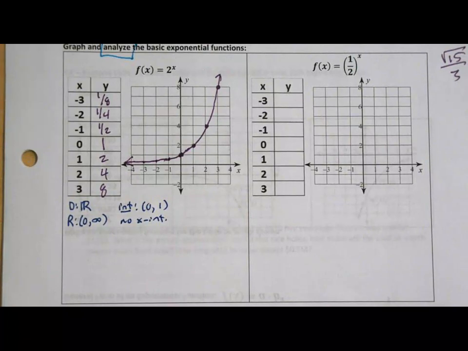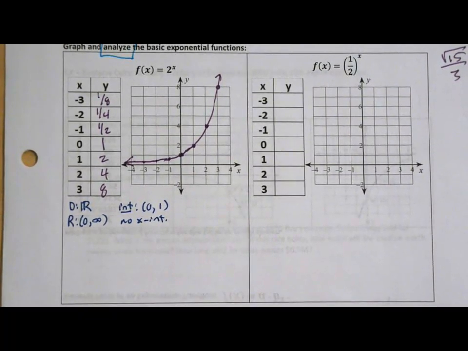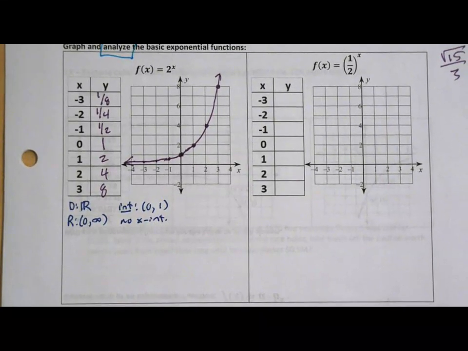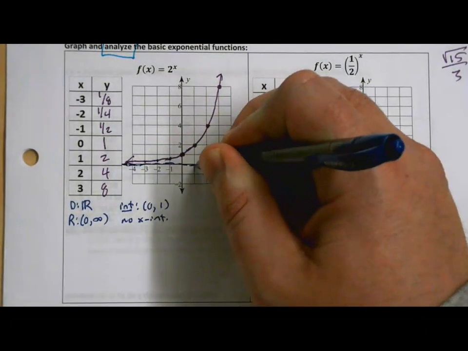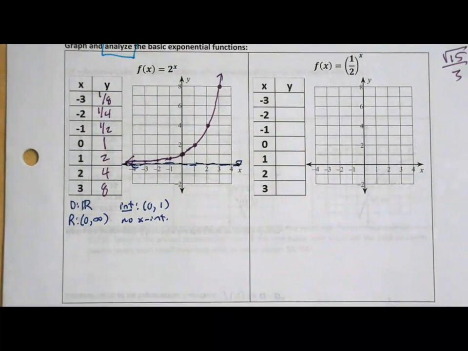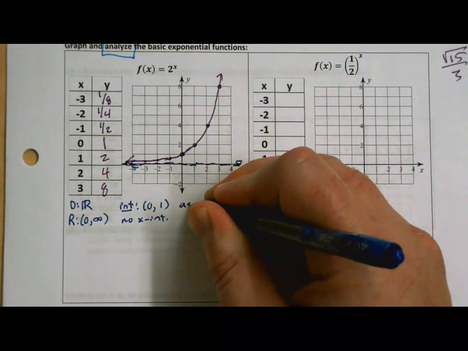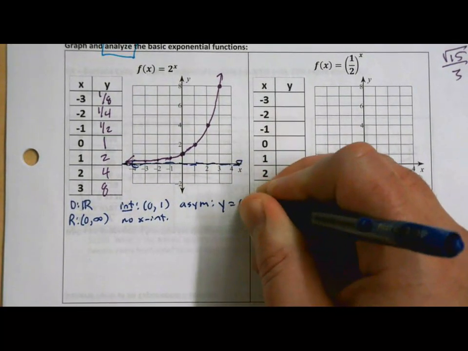We did rational functions recently. Those had asymptotes. Do exponential functions have asymptotes? Uh-huh. There is a horizontal asymptote. That would be y equals 0. So our asymptotes, there's only one. It's y equals 0.